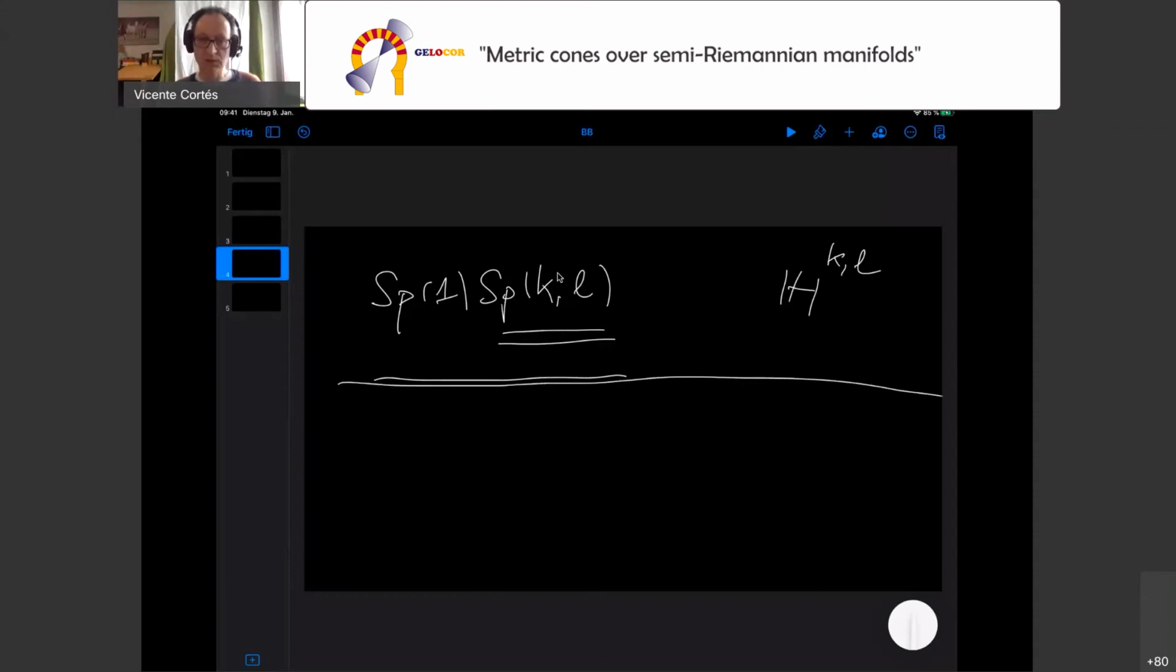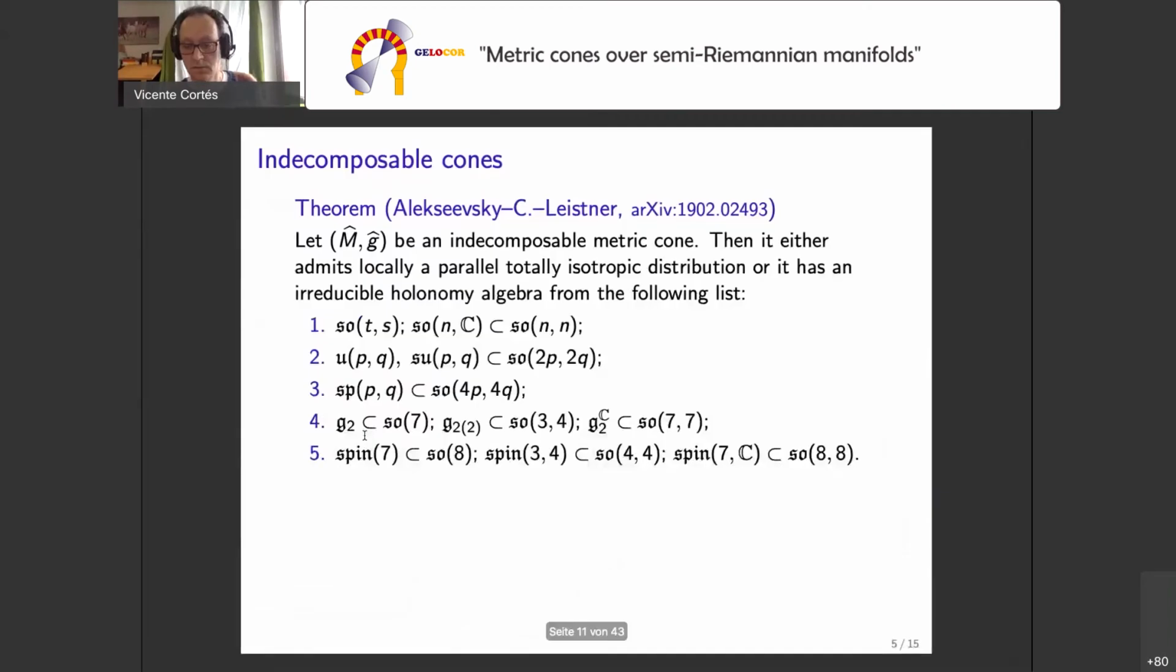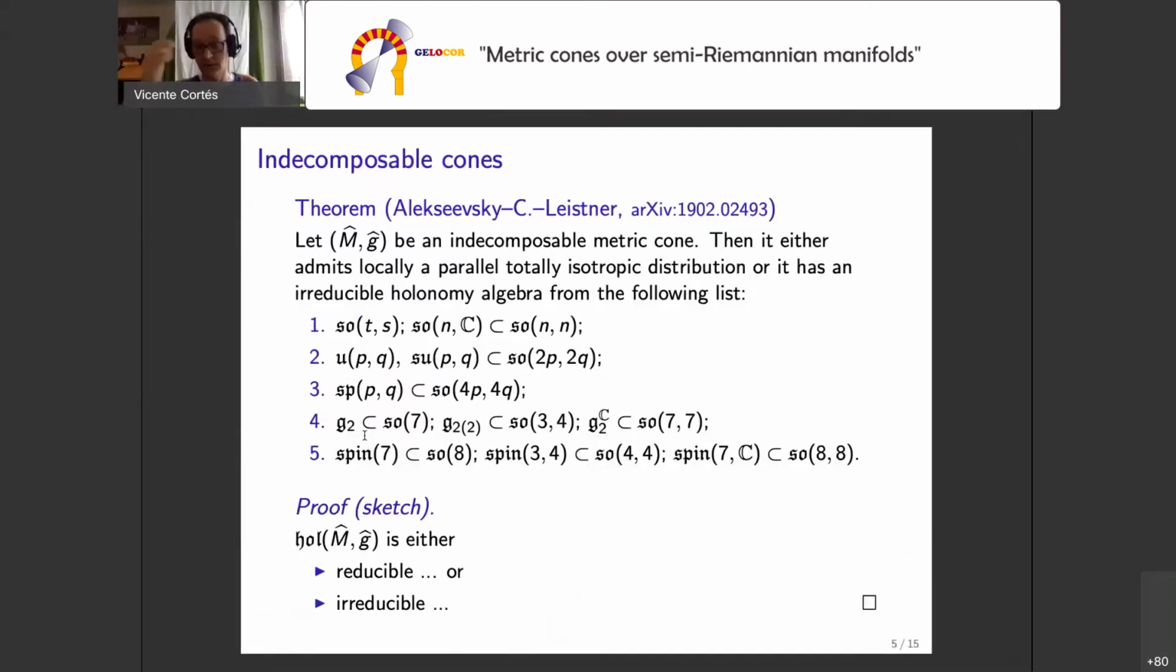And the remaining ones in the list can all be realized by semi-Riemannian metrics. Okay, so that's how we obtain this kind of result. It builds heavily on Berger's very important classification of irreducible metric holonomy, so irreducible holonomy groups of torsion-free metric connections.